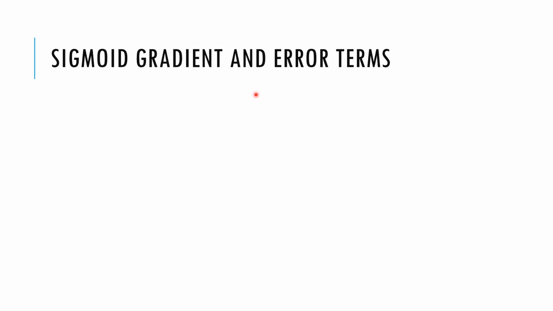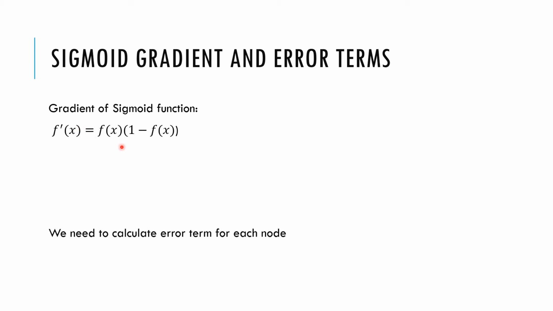So we look at the sigmoid gradient and error terms. Why sigmoid? Because we have used sigmoid as our activation function. To calculate the error terms, we need to take the gradient of the sigmoid function. This is how the gradient of the sigmoid function is defined. This is the gradient of the sigmoid function, and this is the sigmoid function f(x). So f(x) into 1 minus f(x): sigmoid into 1 minus sigmoid is the gradient of the sigmoid function.